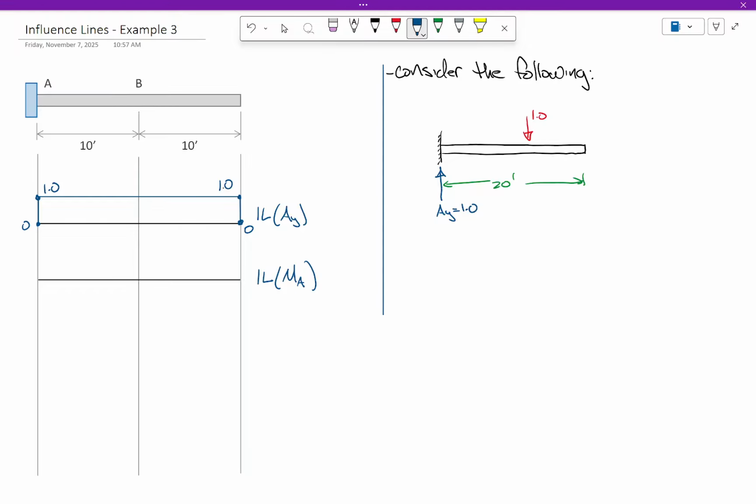If you don't like that explanation, what about just the basic definition, okay? Take this load, move it across the structure, what's the reaction? Wherever you place the load, the reaction is 1. So there's your influence line for the vertical reaction at A. Does that make sense?